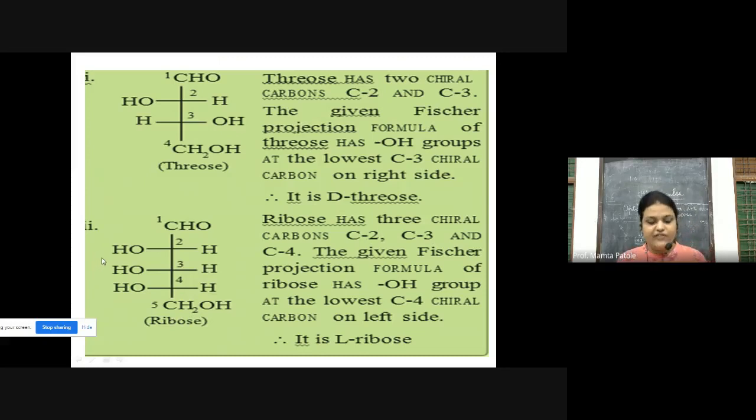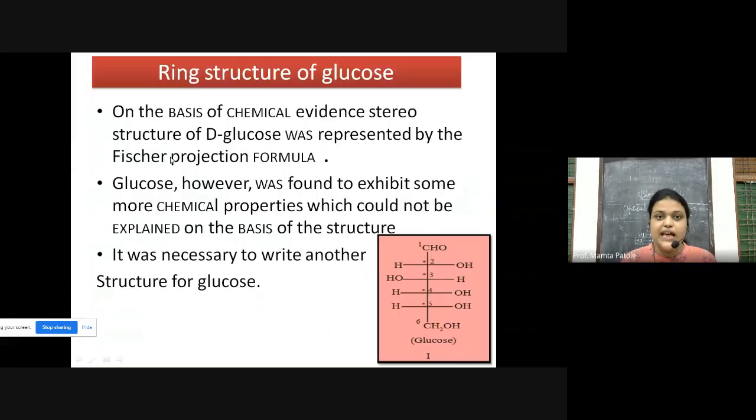If the OH is on the left hand side, it is known as capital L, and if it is on the right hand side, we write it as capital D. So these are the configurations to be assigned. I hope you are clear with this.